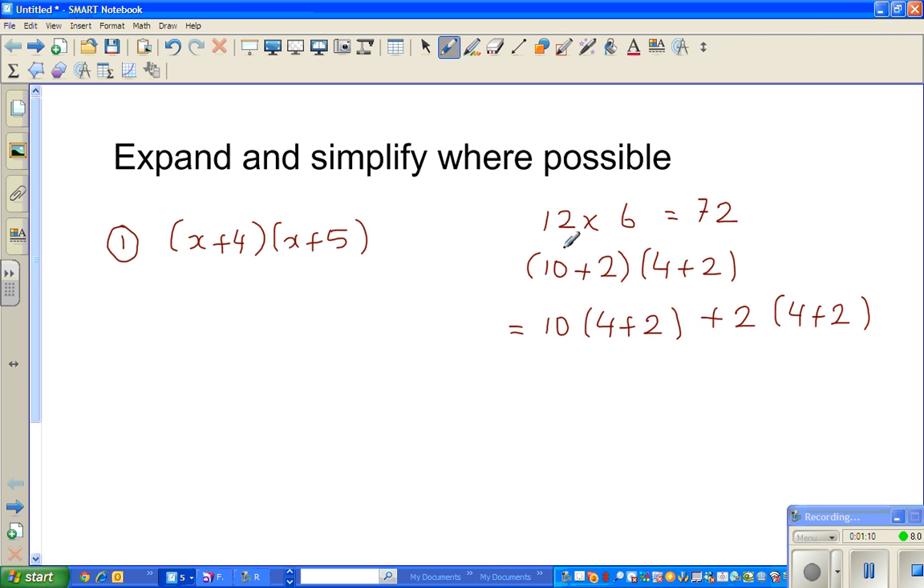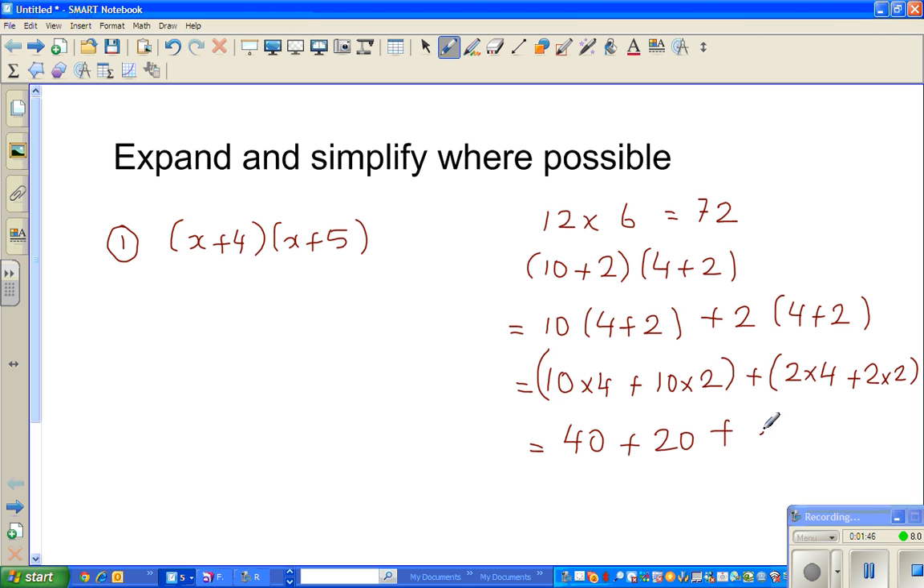So you're distributing 10 to this bracket and 2 to this bracket. Now we're distributing 10 to 4 and 2. So this becomes 10 times 4 plus 10 times 2. Let me put this in a bracket. Plus 2 times 4 plus 2 times 2. Just like that. So this is 40 plus 20 plus 8 plus 4. Okay, am I right? So 40 plus 20 is 60, and 4 plus 8 is 12, which is 72.